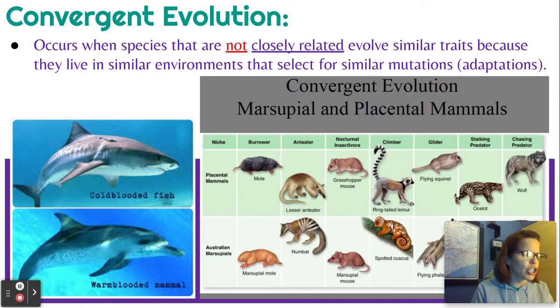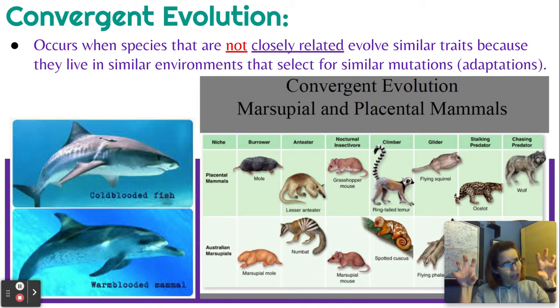All right, convergent evolution. To converge means to come together. To diverge means to come apart. So we're going to talk both about convergent and divergent evolution. Convergent evolution is where we have different ancestors. Look at the shark and the dolphin. Remember that sharks are actually fish and dolphins are actually mammals. So they have different ancestors, but they both live in the ocean. And so the same kinds of mutations are advantageous. So they have a tendency to come together and look alike over time. So they end up looking a lot alike.